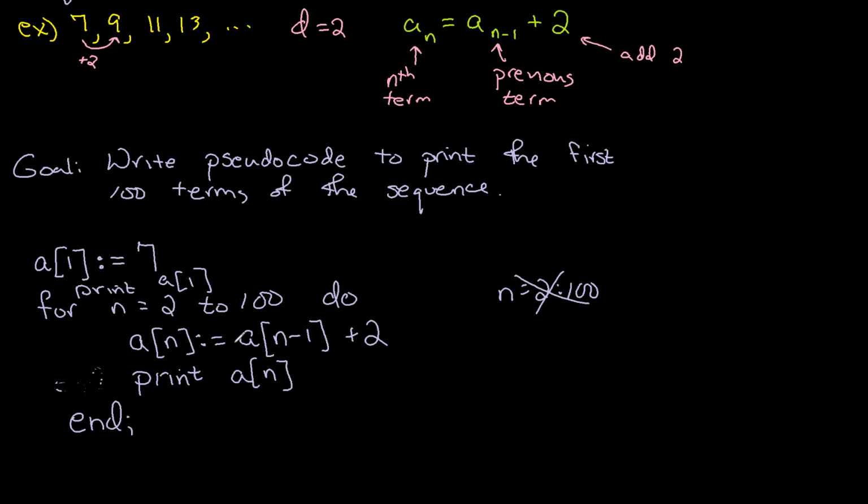A sub n equals a sub n minus 1 plus 2. In other words, the first time I hit this for loop, n is 2. And so I'm going to have a sub 2 equals a sub 1 plus 2. And then I'm going to print it.